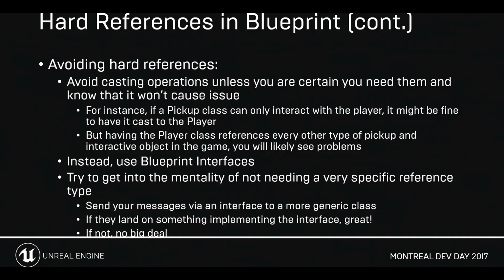Also, make sure you use Blueprint interfaces for that kind of thing. The easy way to solve that problem is to get the hang of throwing interface messages over the wall. If the receiving class understands what to do with it and implements that interface, great. If they don't, it won't crash your game. So basically, you can cast if you need to or get a reference, but do it to a generic class like actor, and then just send an interface message to that actor.